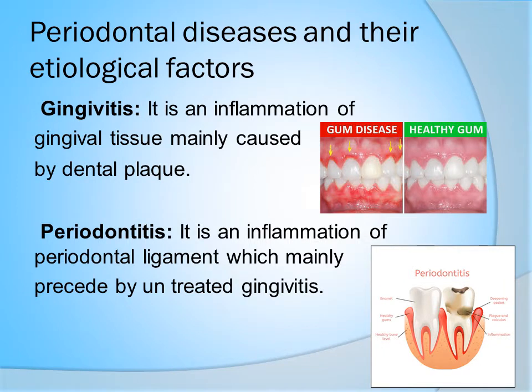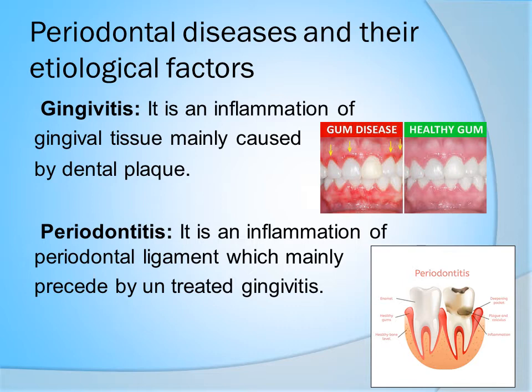There are many etiological factors for periodontal disease and many types. We will start with gingivitis. Gingivitis is an inflammation of the gingival tissue, mainly caused by dental plaque. As we can see here in the picture, on the right side there is healthy gingiva with a very nice pink color. On the other side, the patient has inflammation, redness, and a very bad appearance of the gingiva. This is the difference between healthy gingiva and gingivitis.